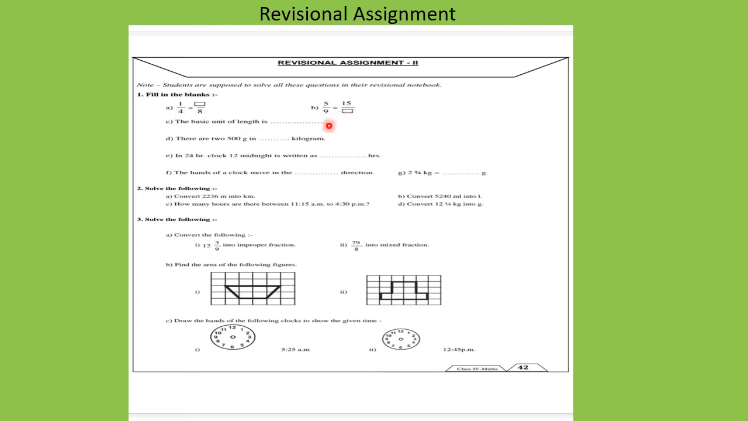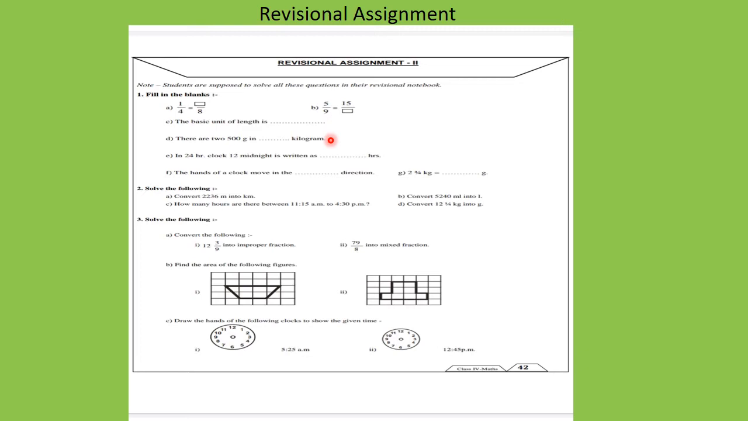The next question is: the basic unit of length is dash. The basic unit of length, dear students, is meter. You are not going to write centimeter, millimeter or kilometer, because although these are undoubtedly units of length, meter is the basic unit of length. Now we will see another question, which is question D.